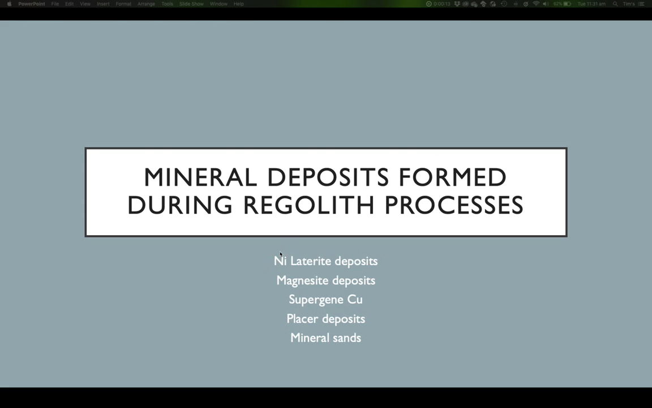Today we'll talk about regolith processes and deposits, so this should help with that practical quiz that needs to be completed. So we'll look at a few things. Broadly, laterites and bauxite, so these include nickel. We'll touch on magnesite deposits. We'll also look at supergene and placer or mineral sand deposits.